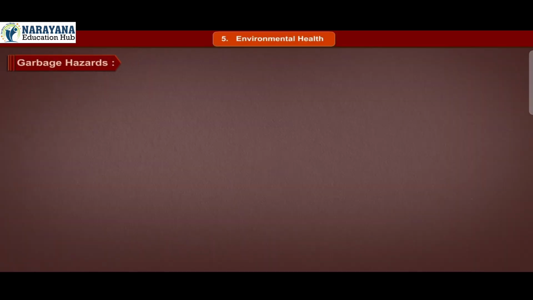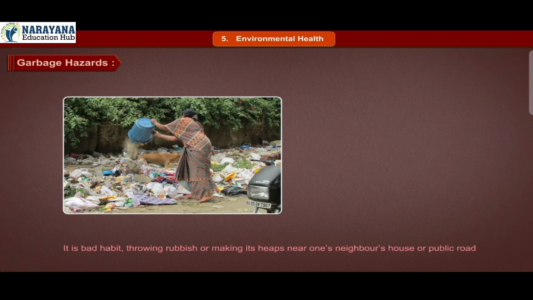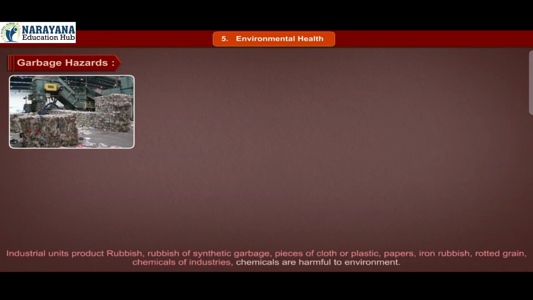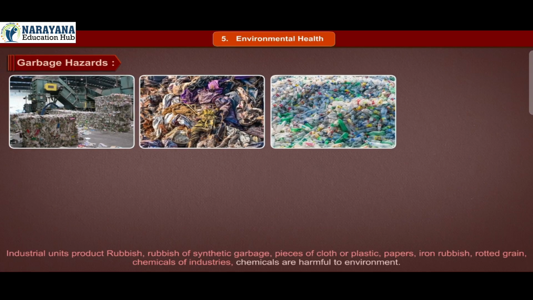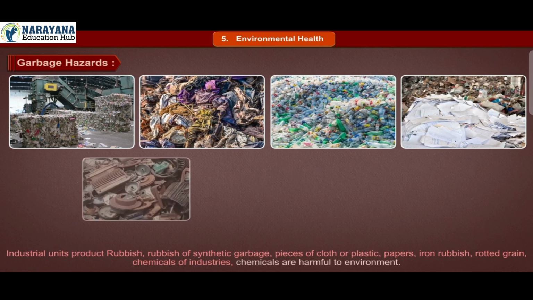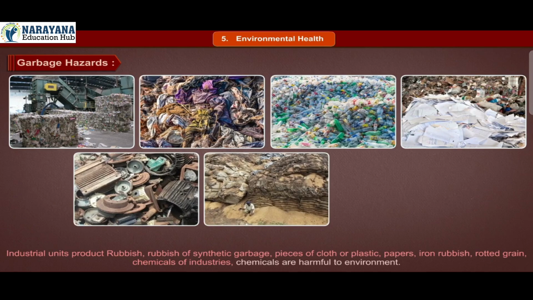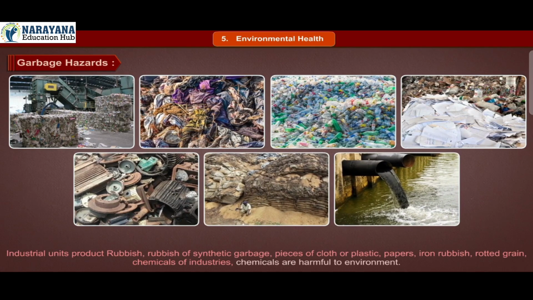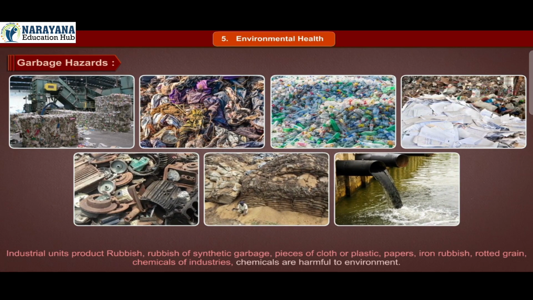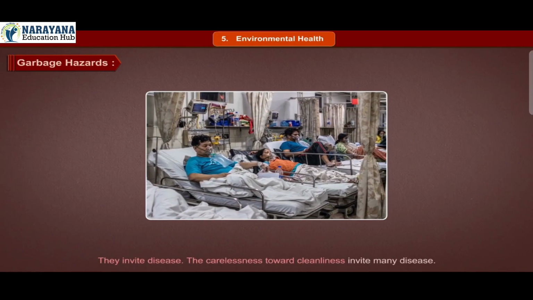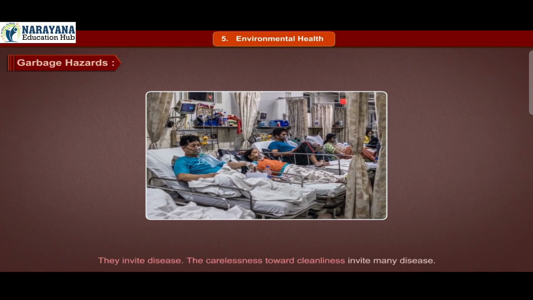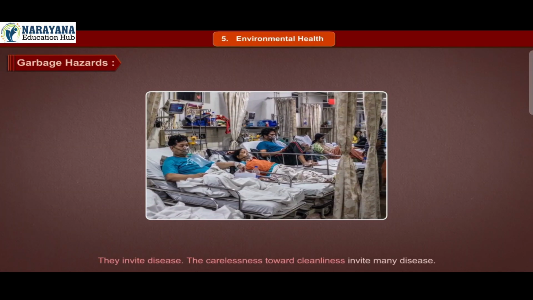Garbage hazards. It is a bad habit throwing rubbish or making its heaps near one's neighbor's house or public road. Industrial units produce rubbish, rubbish of synthetic garbage, pieces of cloth or plastic, papers, iron rubbish, rotted grain, chemicals of industries. Chemicals are harmful to the environment. They invite disease. The carelessness toward cleanliness invites many diseases.